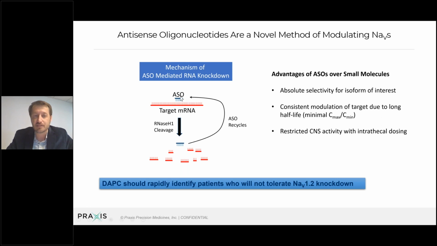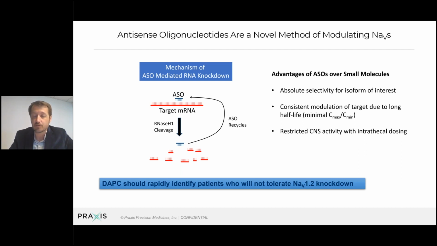In this case, the ASO mRNA binding is just basic Watson-Crick binding, so it's highly specific for the target. You've got a DNA-RNA helix duplex that's formed that activates an enzyme that cleaves the mRNA, and the ASO recycles. As you'd expect, if you decrease the message, that's going to decrease the protein, you decrease the function. And that's some of the advantage of the ASOs: absolute selectivity, long half-life because you've got persistent reduction in message.